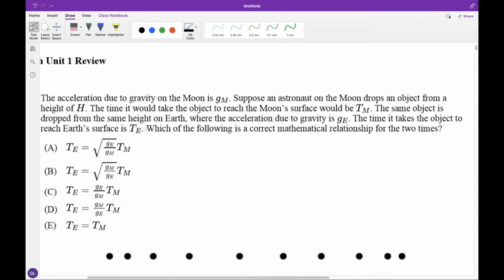And so we're going to drop an object from the moon, from a height h. The time it would take the object to reach the moon's surface would be Tm. The object is dropped from the same height on Earth, where the acceleration due to gravity is g of e. The time it takes the object to reach the Earth's surface is called TE. And what they want us to answer is, which of the following is the correct mathematical relationship between the two times, the time that it takes to fall on Earth versus the time it takes to fall on the moon. And so maybe I'll give you guys about a minute or so.